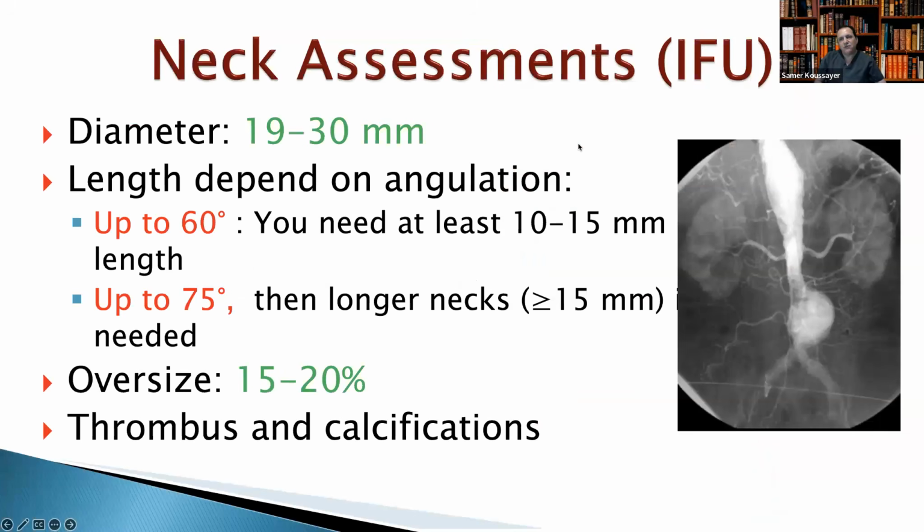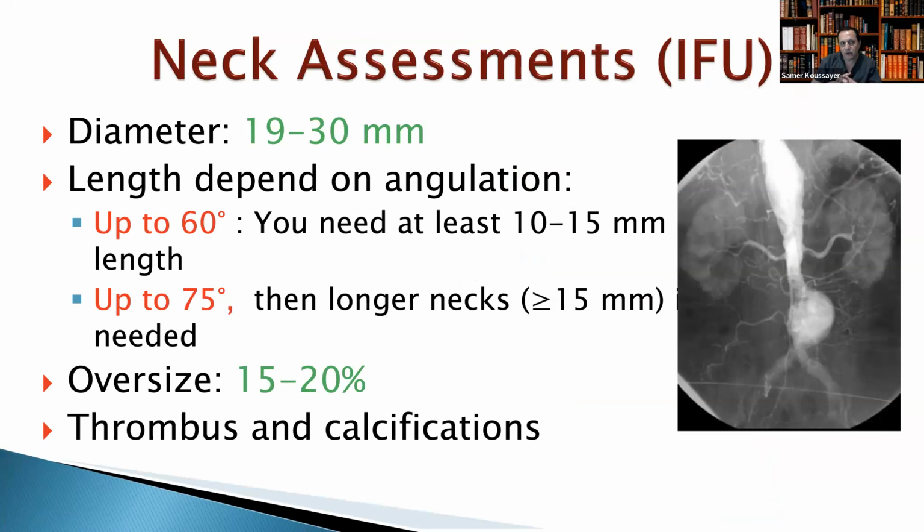All right, IFU is very important. This is what the IFU says when you're dealing with the neck. The neck diameter has to be at least 19 to 30. You can even go to 32, but it's not good. The larger the diameter, the higher the chance of type 1 endoleak. So the acceptable range is 19 to 30.